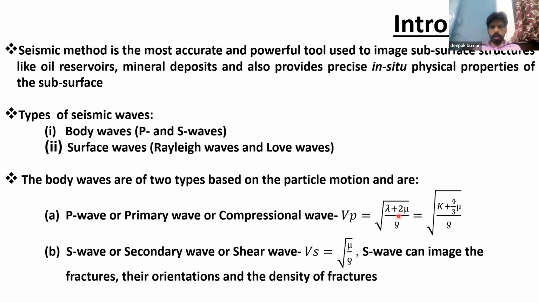Now from these equations, what did we learn? We learned that a P wave can travel in fluid media as well, because the shear modulus for fluid media is 0, so the mu term becomes 0. Lambda and rho will define the P wave velocity in the case of fluid media. But what happens to the S wave? In fluid media, mu becomes 0, that means this whole Vs becomes 0. That means an S wave cannot propagate in a fluid media.